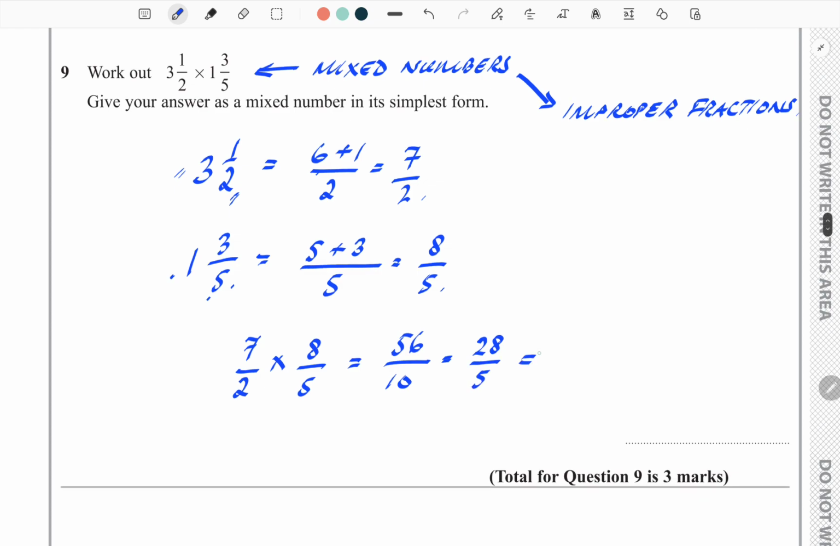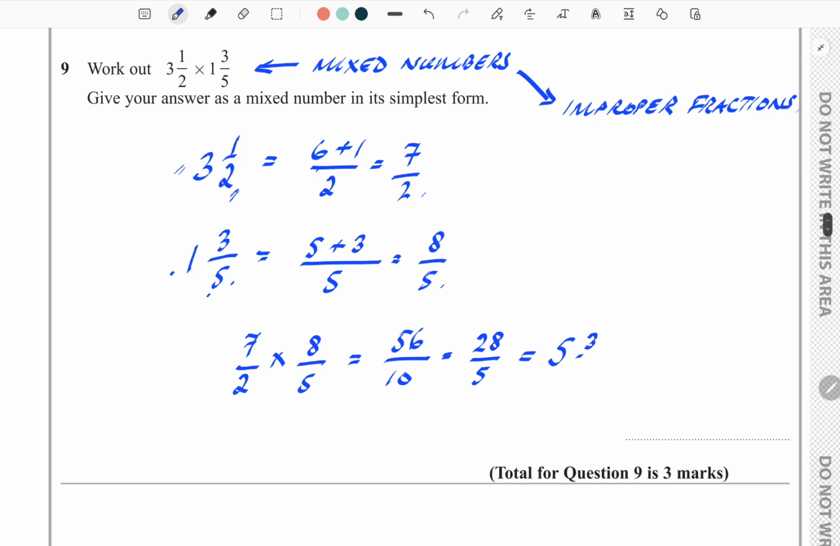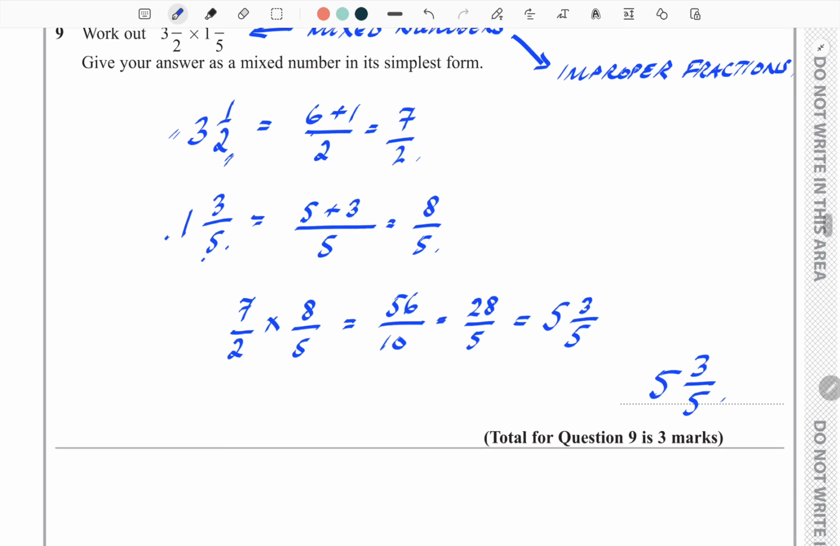And now you want to turn that back into a mixed number. All right. So 5 into 28 goes 5 times, which is 25. And then 3 left over, 28 minus 25. 3 left over, 3/5. All right. So the final answer is 5 and 3/5.